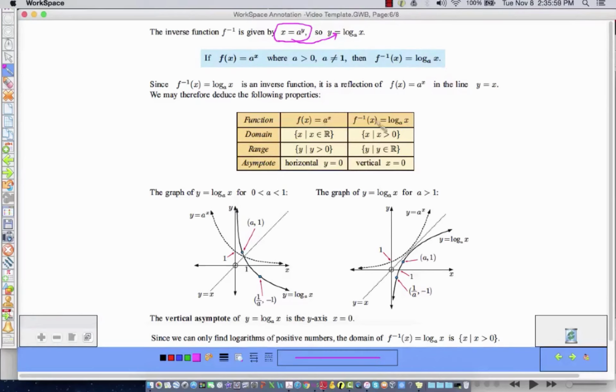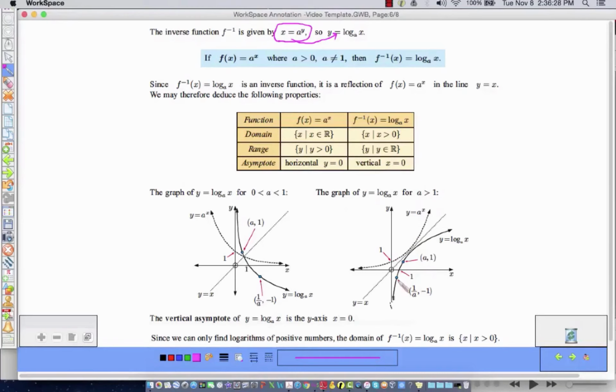I have a function and its inverse, the domain of the function is the range of the inverse. See? X is an element of the reals, y is an element of the reals for log of x. Y is greater than 0, x is greater than 0. And the horizontal axis goes from y equals 0 to x equals 0. So this is the one we're used to, y equals a to the x.